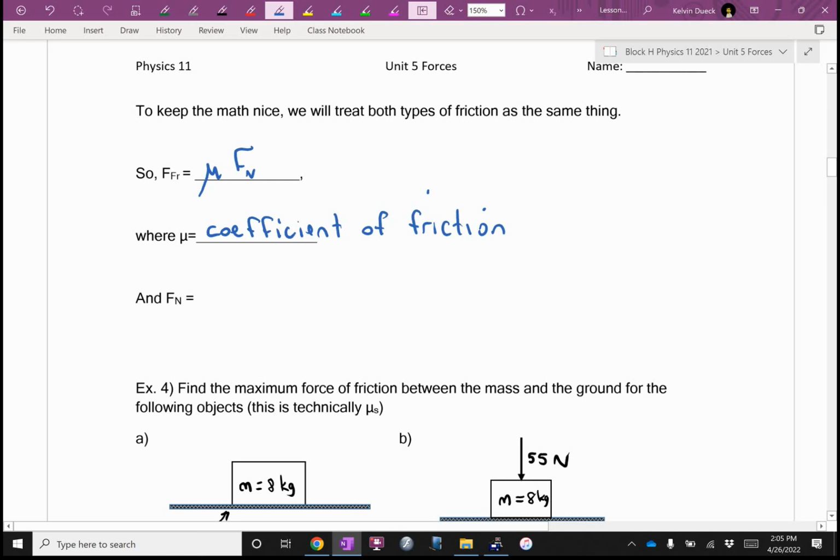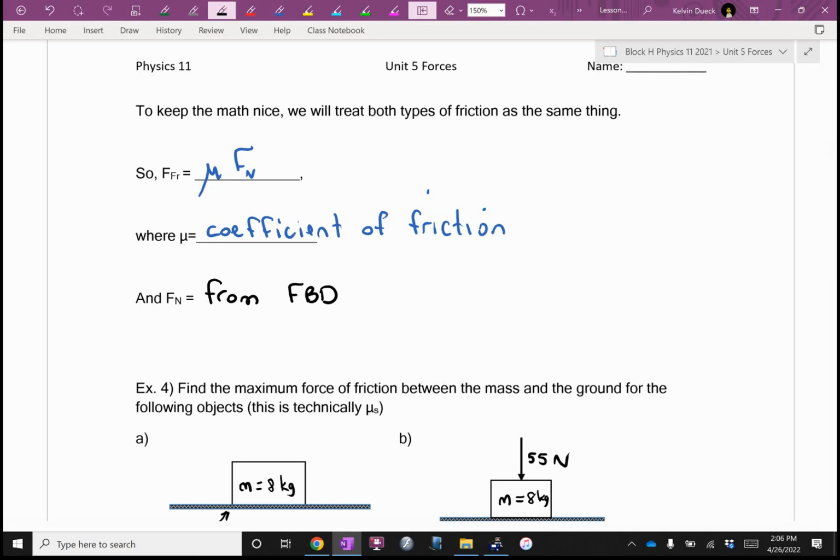And the normal force we get from our free body diagram, because I've never given you an equation for normal force. There isn't one. Do a free body diagram and figure out how big it needs to be to keep the object from sinking into the ground like quicksand.